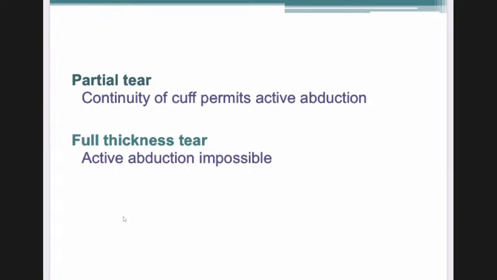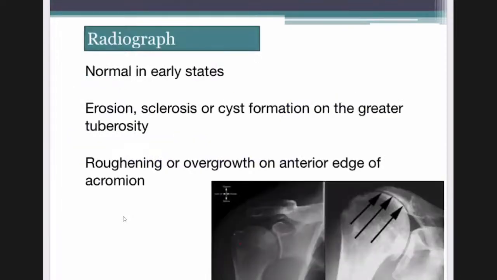Now, what do we see on the X-ray? The X-ray in the early stages will be normal because the cuff cannot be seen on the X-ray. The early signs on an X-ray will be erosion, sclerosis, or cyst formation on the greater tuberosity. Like on that X-ray on your left, we can see that the greater tuberosity contains a cyst there.